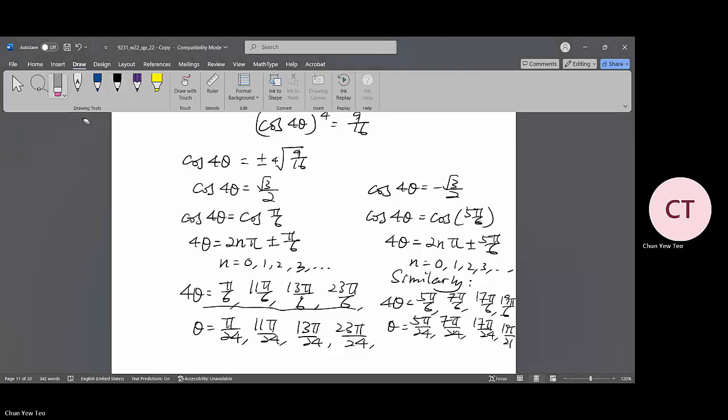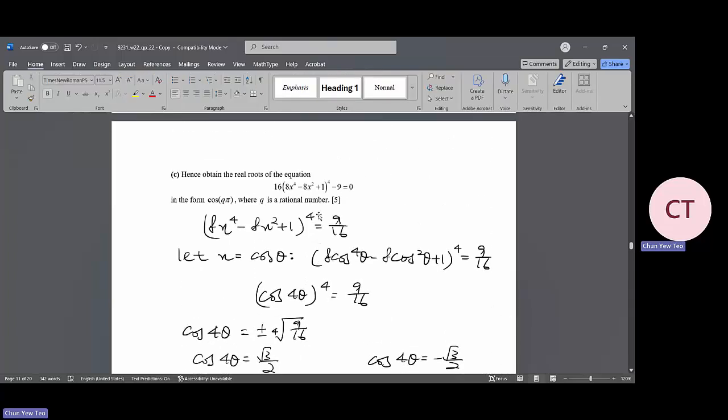Okay. Let me write down here. Okay, so this will be the answer. So total together we have 8 answers. 4 answers here, 4 answers here. So total we have 8 answers, which matches the expression over here, because you have 4 answers here, you have 4 answers here.